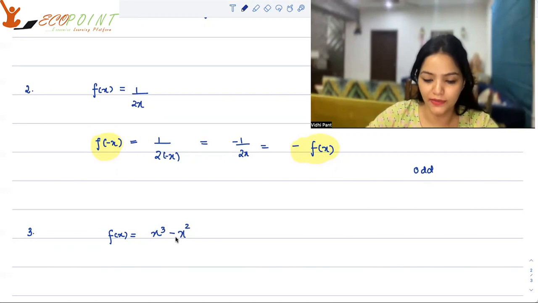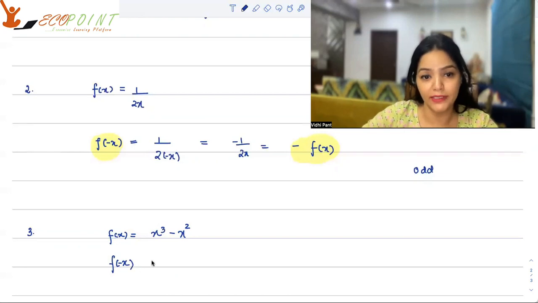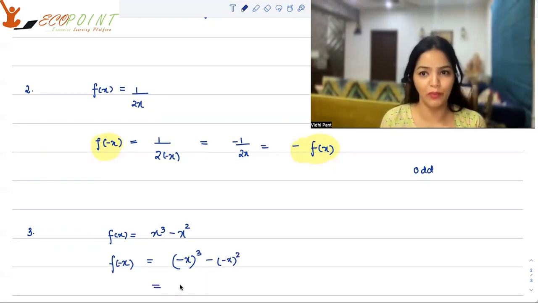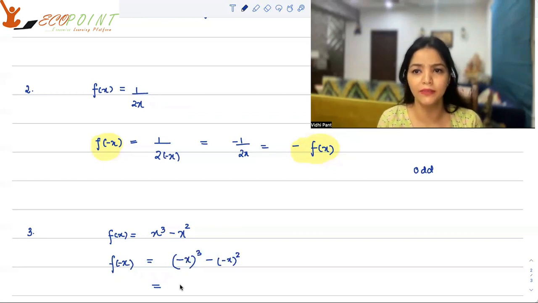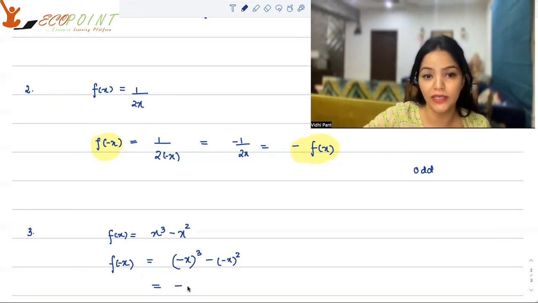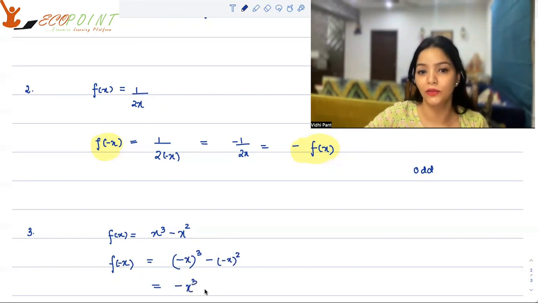Taking x cubed minus x square, I am interested in the behavior of f of minus x, right? So f of minus x will be minus x whole cube minus of minus x square. So that's going to give me, now when you cube minus x, you will again get minus x, minus outside. So it's like multiplying minus x, minus x, minus x. So you're multiplying minus x 3 times basically. So you will have a negative sign and x has been multiplied 3 times. So you will have minus x cube.